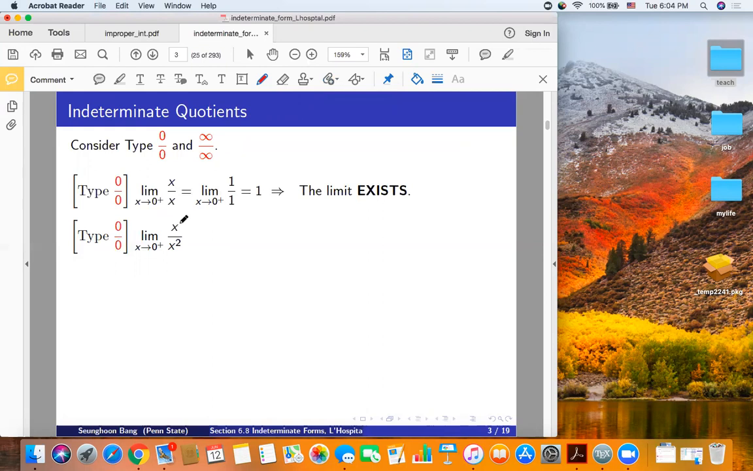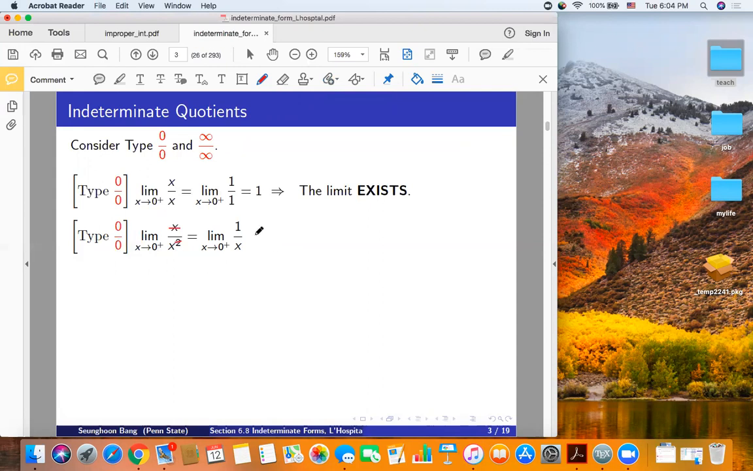Second problem, limit of x over x squared as x approaches 0. This is exactly 0 over 0 form. You plug 0 into the top and the bottom, exactly the 0 over 0 form. So how can you solve? This is the idea. You have to cross out 1 x, leaving limit of 1 over x.